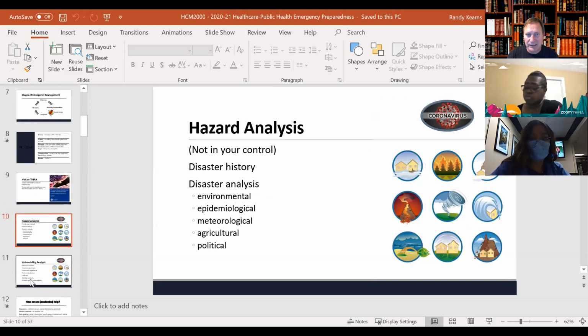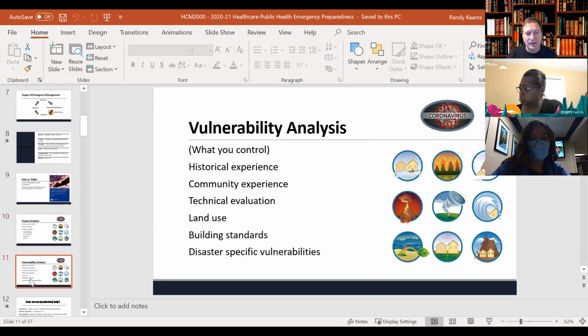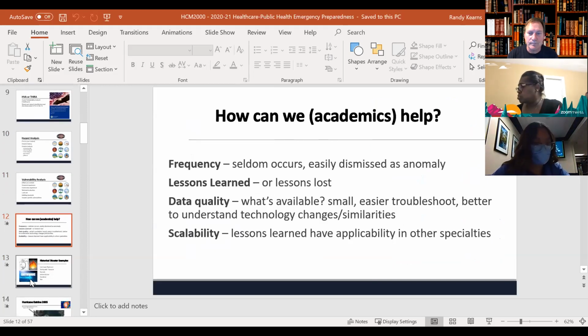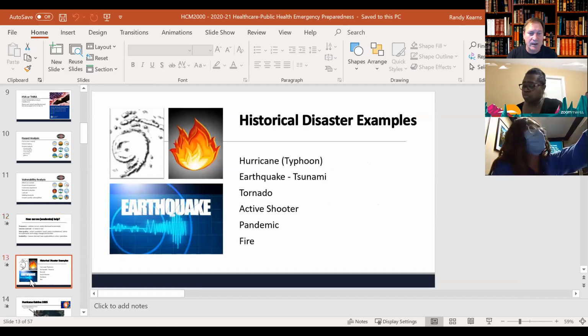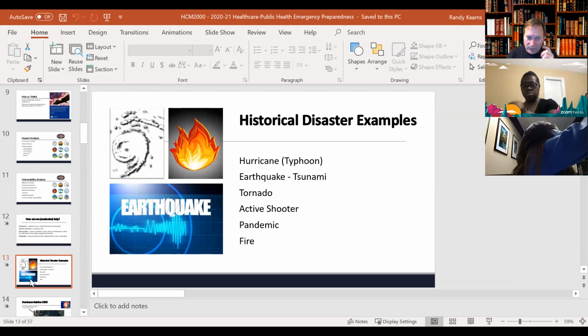Again, hazards are not in your control. We can't control the hazard. We can control our vulnerability to the hazard. What are experiences we have? What are things we can do? How do we manage it? How do we prepare for it? And then from an academic standpoint, there are things that we can do in terms of modeling and helping our friends in both the healthcare world and the disaster world plan for, prepare for, and in some cases respond to disaster. Let me give you just some examples.